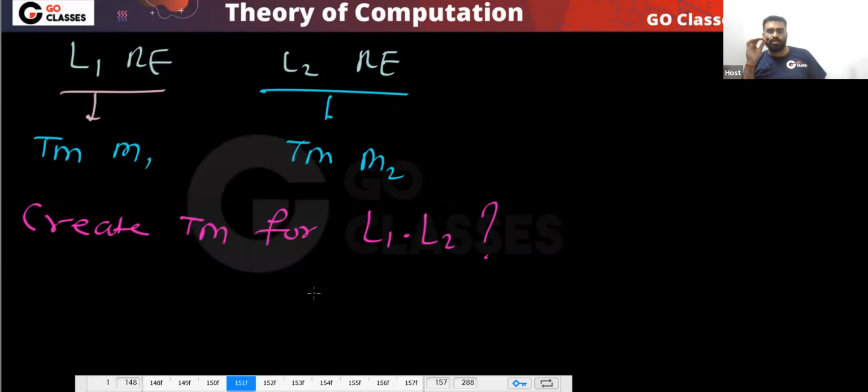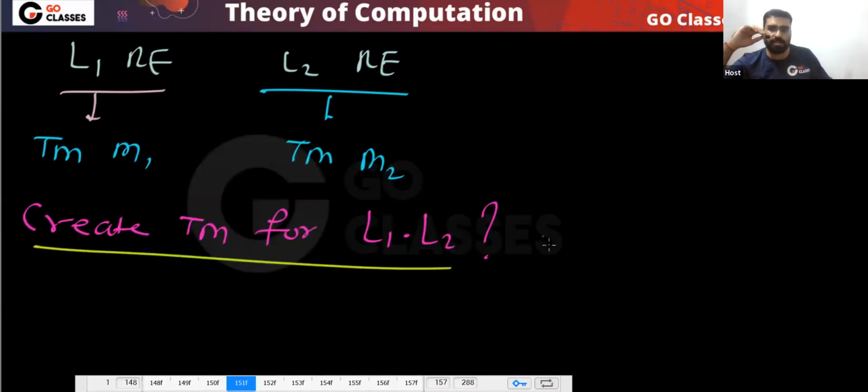So one idea is to use non-determinism. I'm thinking of the idea suggested by some students, and the straightforward idea is very simple: use non-determinism. So how do we create a Turing machine for L1.L2? Whether it is RE or recursive does not matter. Basically, use non-determinism.